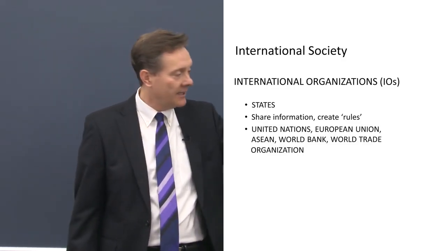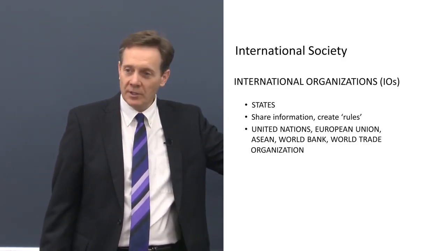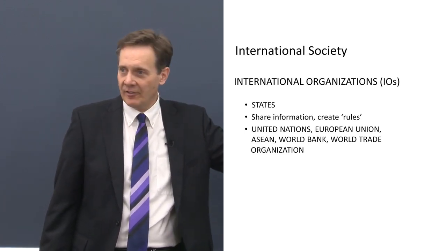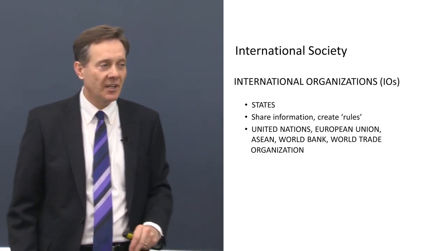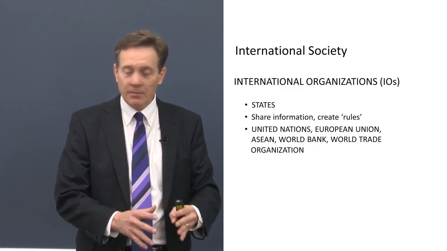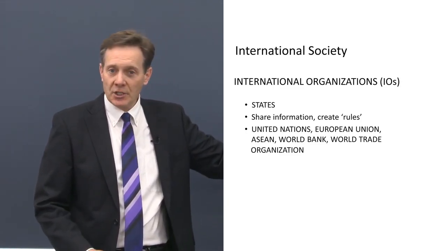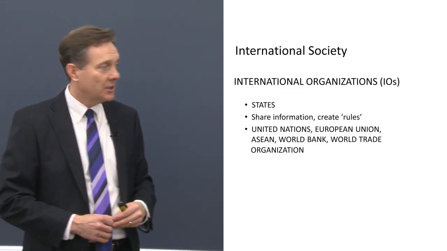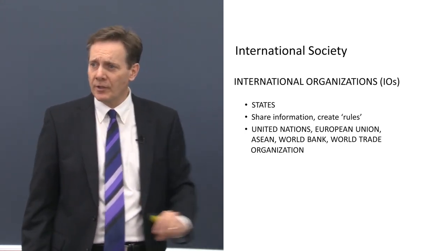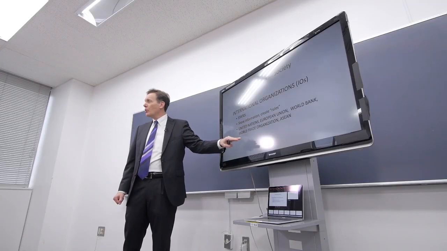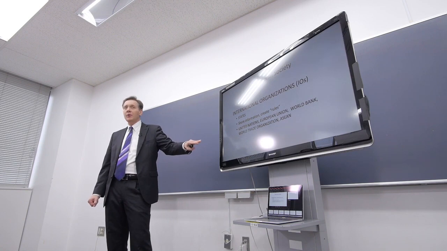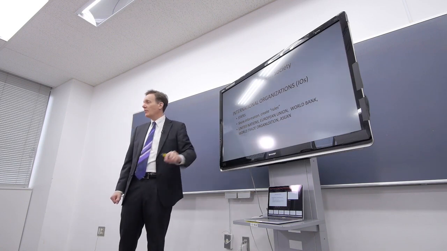Examples include the United Nations, the European Union, the World Bank, the World Trade Organization, ASEAN, the Association of Southeast Asian Nations. These are organizations where states agree to meet and share information about economics, for example, about politics in their country, and create rules for certain areas. For example, world trade often occurs through rules about trade made by the World Trade Organization.